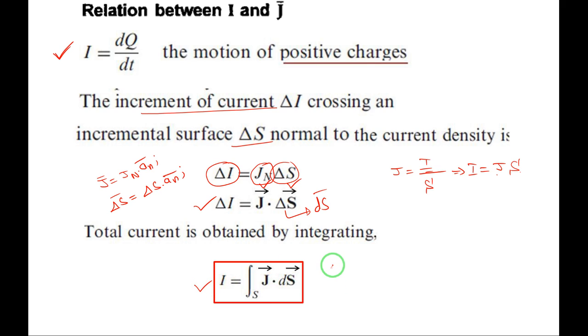This equation we call the integral form of the continuity equation of current, because this equation involves integration. If there is an integral form, there should be a differential form also, which means differentiation should come into the picture. That we'll see next. You have to remember this equation. This is the relationship between I and J.